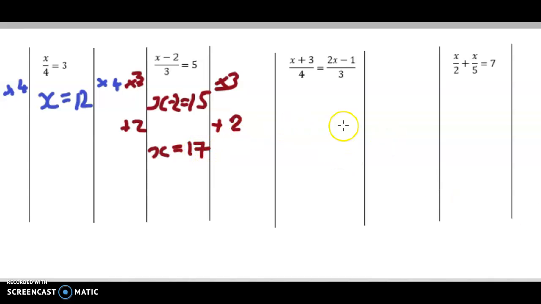The issue happens when you've got a number on the bottom on both sides. My recommendation, you can, if you wish, times by 4, then times by 3. And I know a lot of students do that as their strategy. My strategy instead would be to write equivalent fractions. If I times top and bottom by 3 on this side, I've got 3x plus 9 over 12. And that's equal to, times top and bottom by 4, 8x, sorry for going outside the lines, minus 4 over 12.